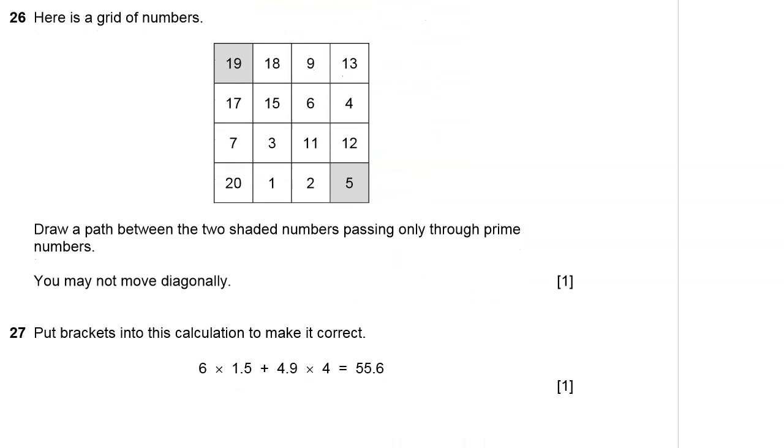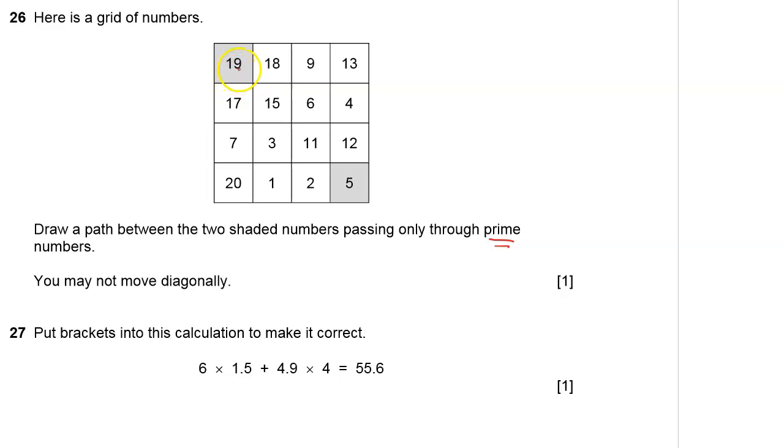Number 26. Here is a grid of numbers. Draw a path between two shaded numbers, passing only through prime numbers. You may not move diagonally, right? So from one of the shaded numbers, 19, prime numbers, I'm sure you know what that is. A prime number is a number that is not divisible by another number other than itself and 1.